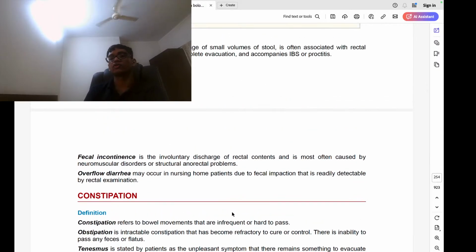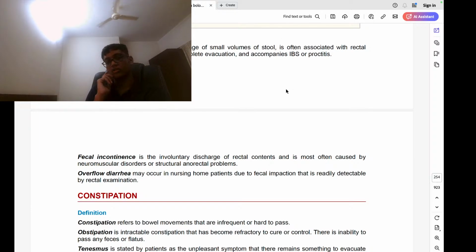Mimics of diarrhea, pseudo-diarrhea, or frequent passage of small volume of stool is often associated with rectal urgency, tenesmus, or a feeling of incomplete evacuation. It accompanies IBS or proctitis.